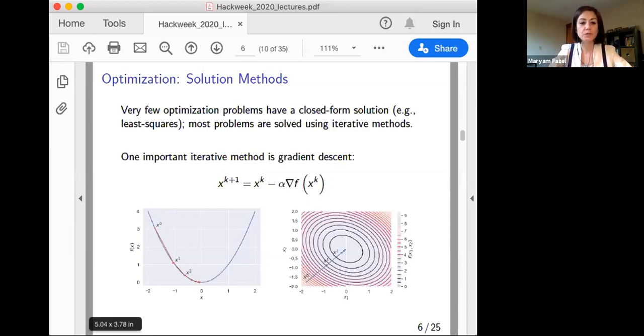So I'm now going to turn it over to Kelsey to walk you through notebook 1 for a quick and intuitive overview of gradient descent. Okay, Kelsey?